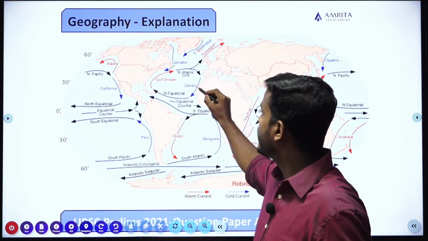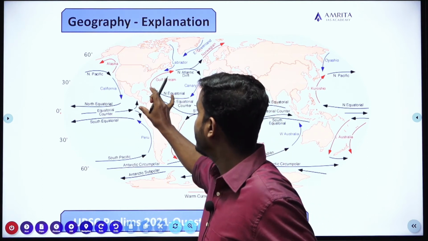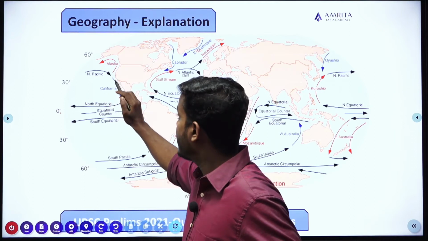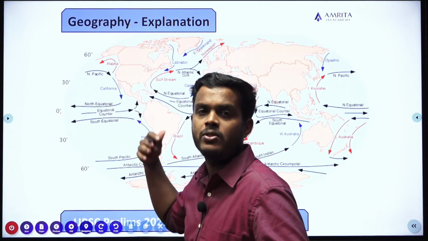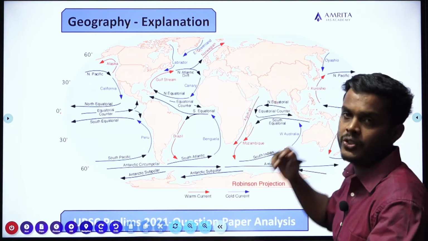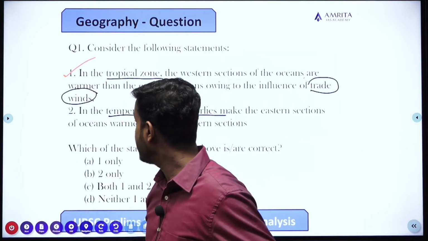In the Atlantic Ocean you can see the Canary current, the Canary cold current. Here we have the Gulf Stream and the North Equatorial current which is warm. Okay, in the Pacific Ocean we can see the California current which happens due to upwelling, and along the western part of the ocean we have the Kuroshio warm current. Okay, so the first statement is right.